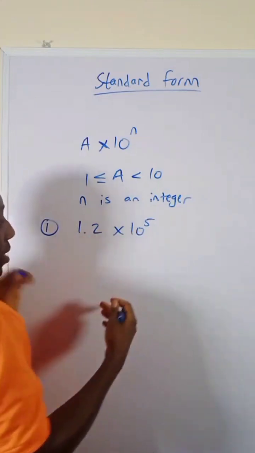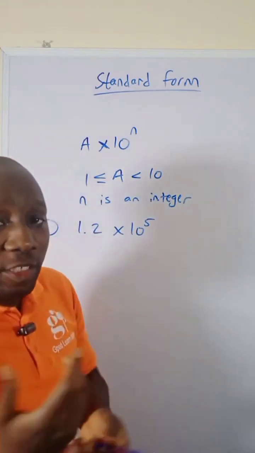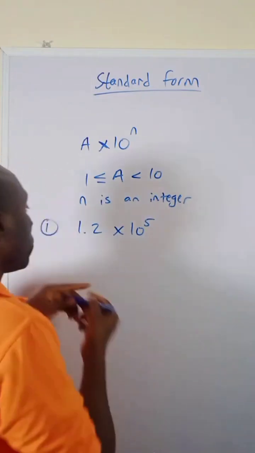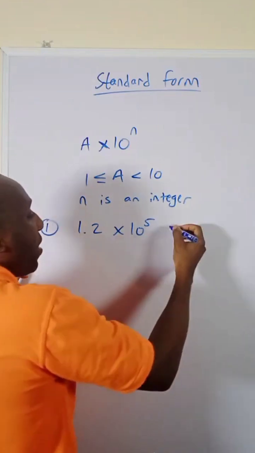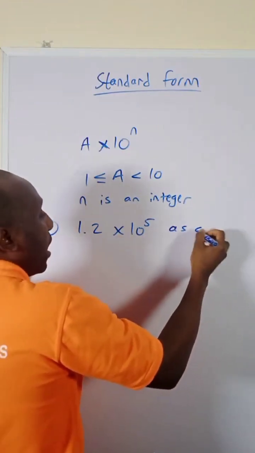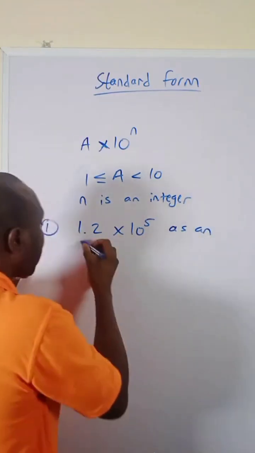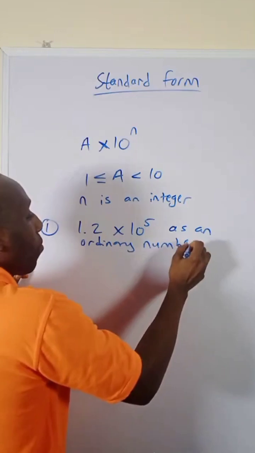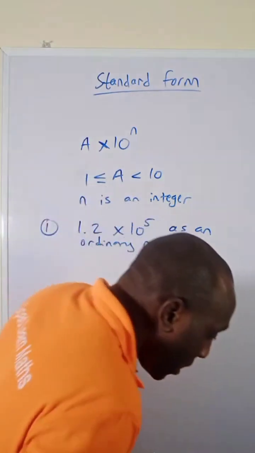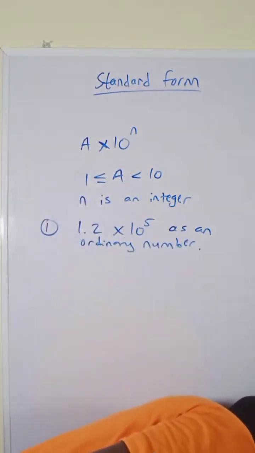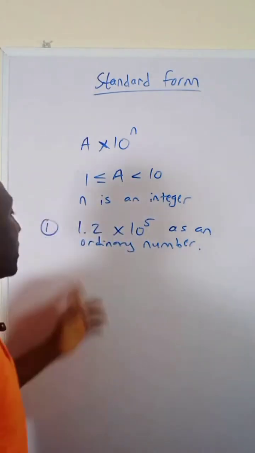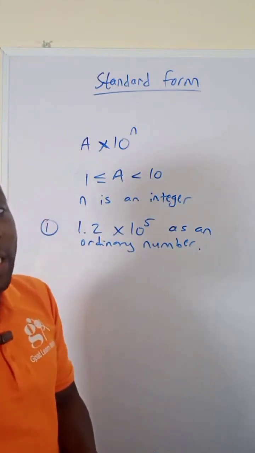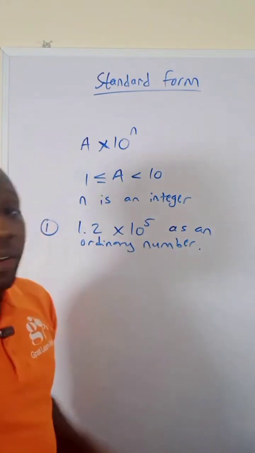Let's just start first by converting it to an ordinary number before we talk about how to write it in standard form. So 1.2 times 10 raised to the power 5 as an ordinary number. I'll show you how to do this quickly and easily, guys. See this: 1.2 times 10 raised to the power 5. How do you write this as an ordinary number?